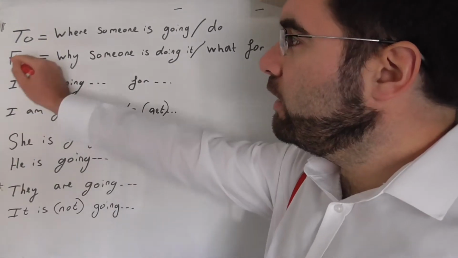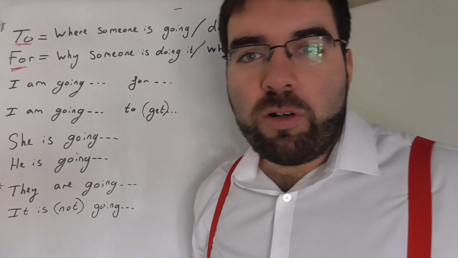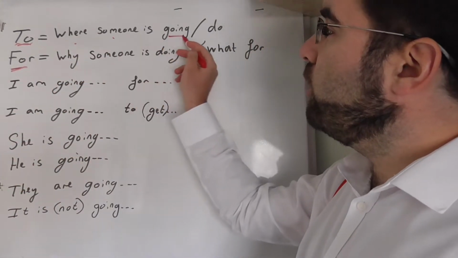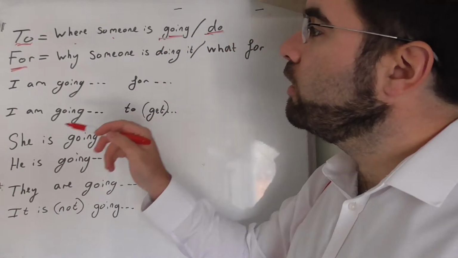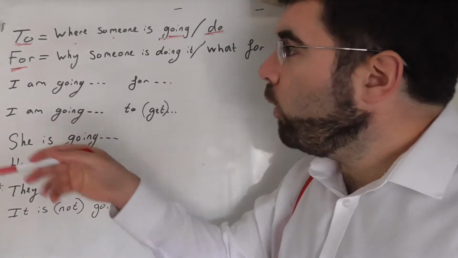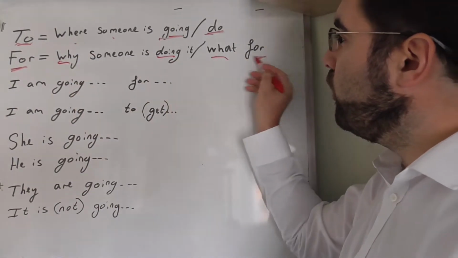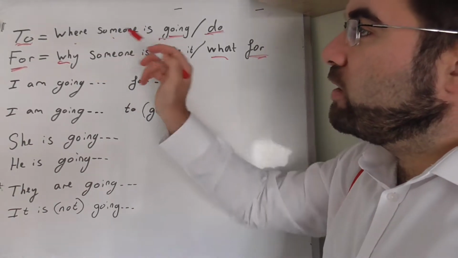So, today, let's talk about to and for. So, to: where someone is going or what someone is going to do. And for is why someone is doing it, or really what for. Why and where someone is going.